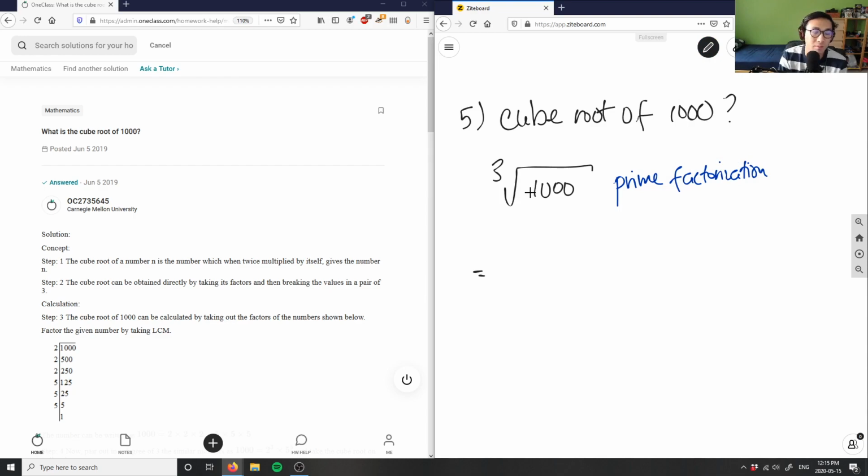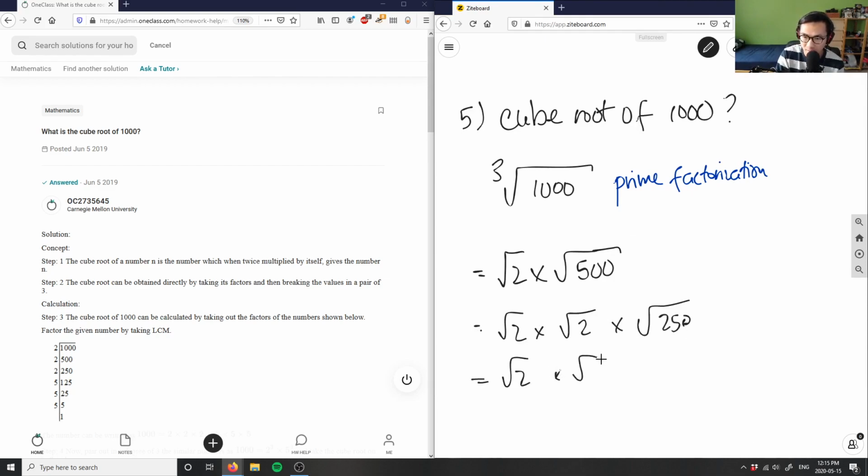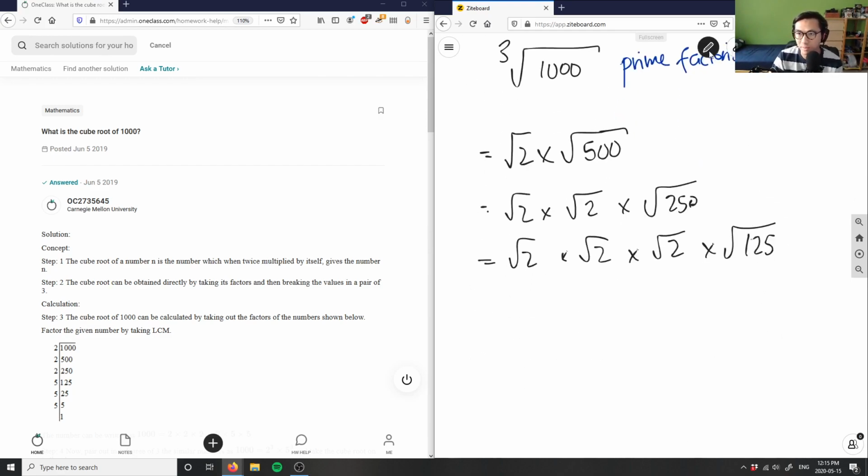If I have 1,000 here, I'm going to break it into root 2 times root of 500. Then I have another root 2, breaking 500 into root 2 times root 250. And 250, I can break down even further, 2 times root 125. Root 125 isn't divisible by 3, but it is divisible by 5, like all numbers that end in 5. So root 2 times root 2 times root 2 times root 5.